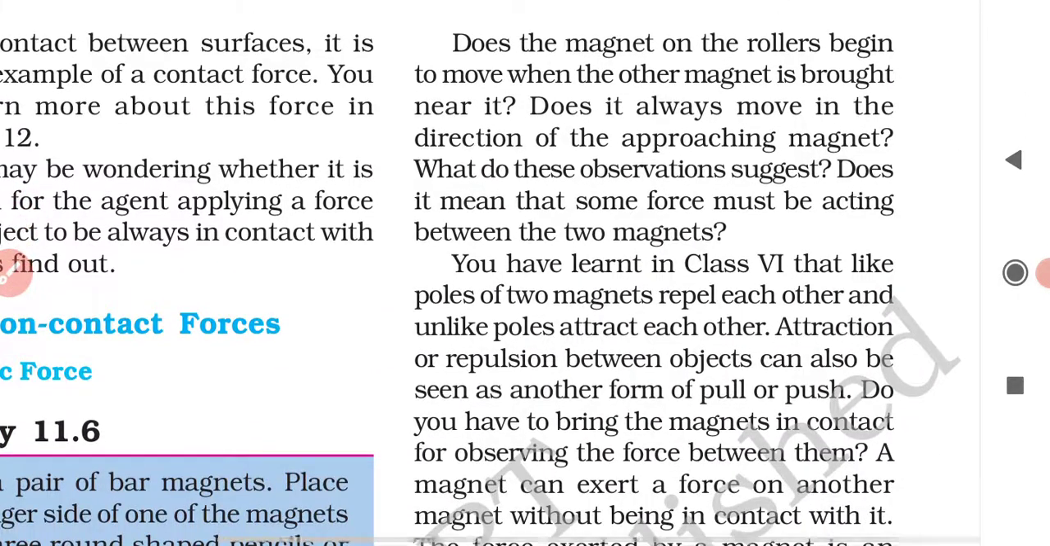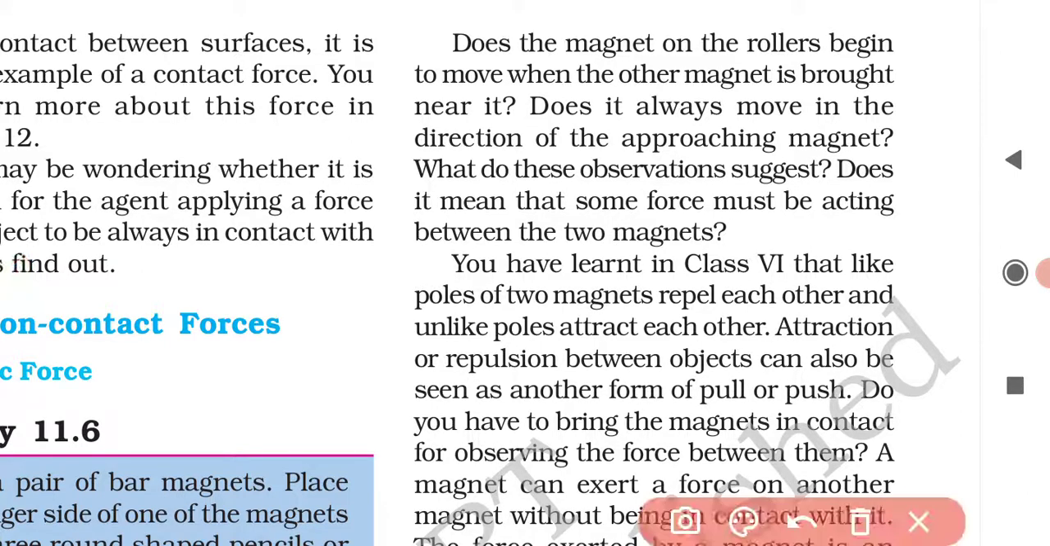Okay, so does the magnet on the rollers begin to move when the other magnet is brought near it? Yes, it will begin to move. Does it always move in the direction of the approaching magnet? No. What do these observations suggest? Does it mean that some force must be acting between the two magnets? Yes. What type of force? It is the magnetic force.